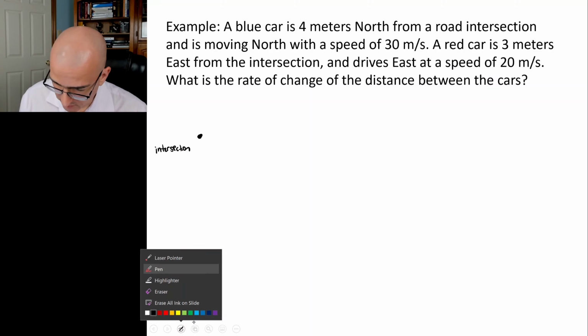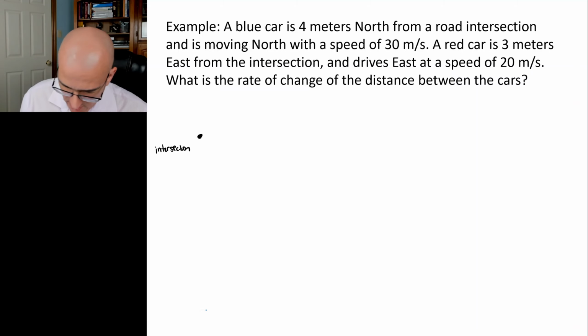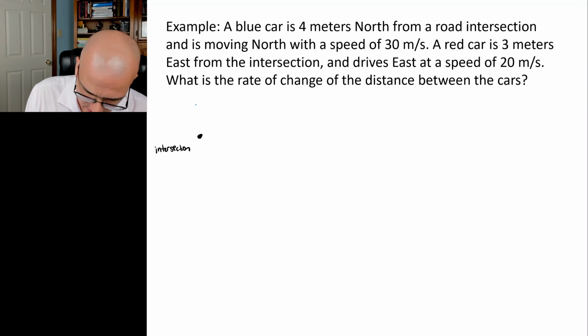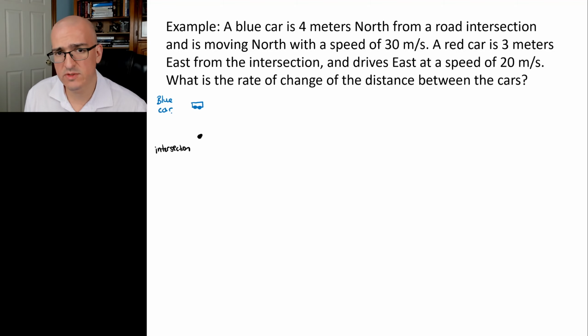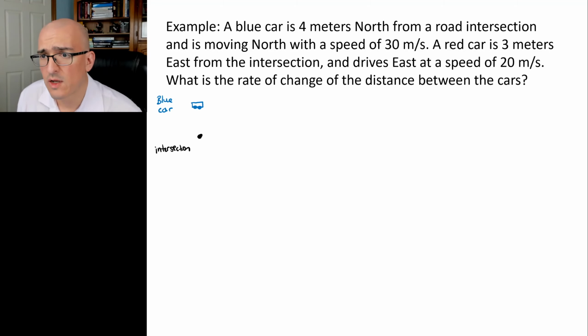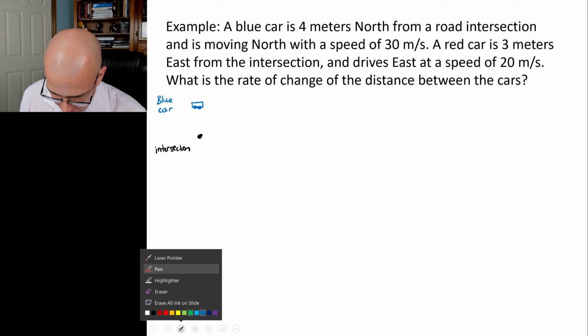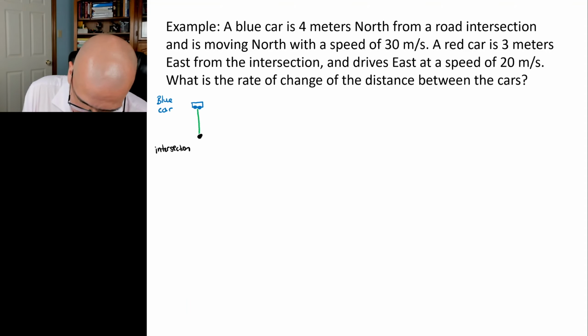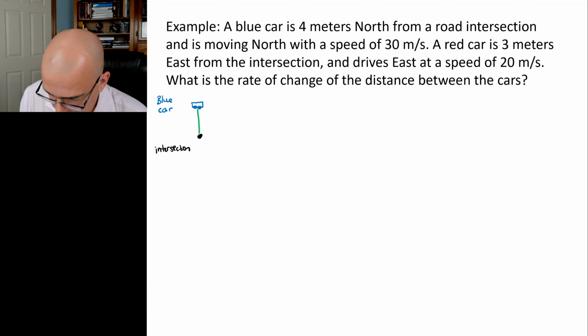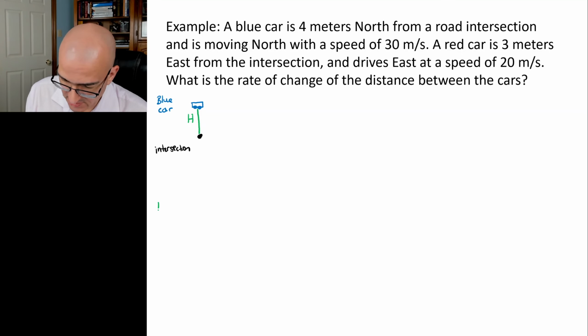Now I'm going to draw a blue car 4 meters north. And I'm not even going to try very hard to draw the car. There's the blue car with blue wheels. It's so blue, even the wheels are blue. And let's see. I'm going to label that side. I'll give it a name. I'll call it H. Why not? And at this instant, H is 4.